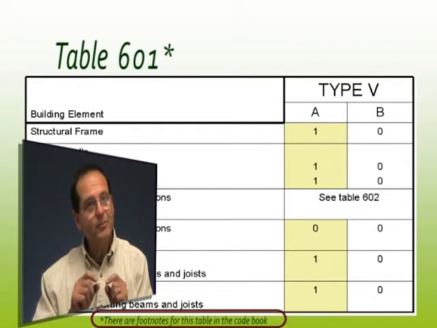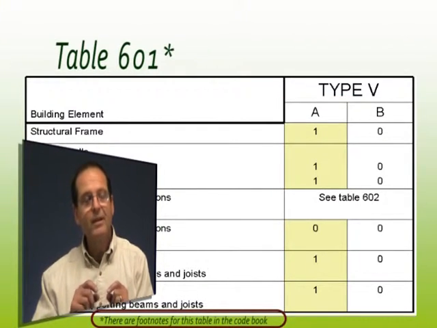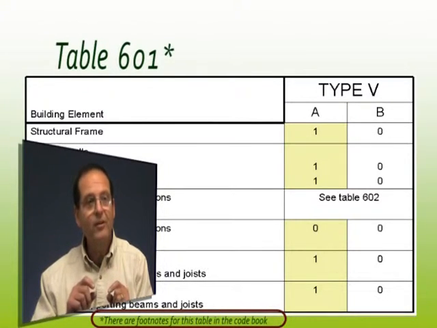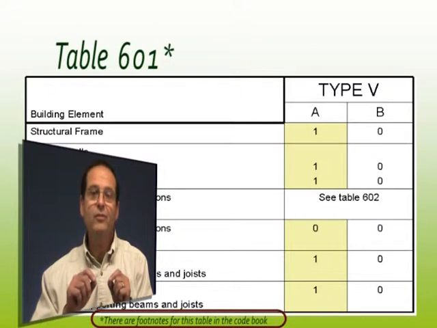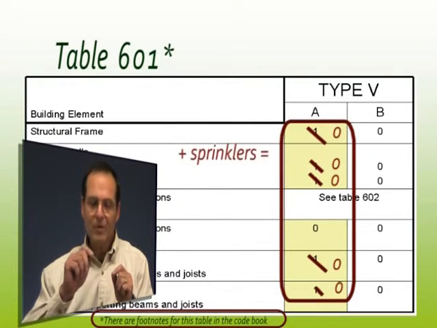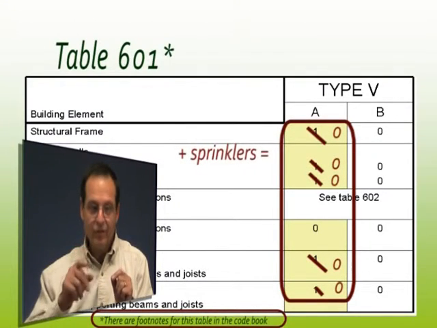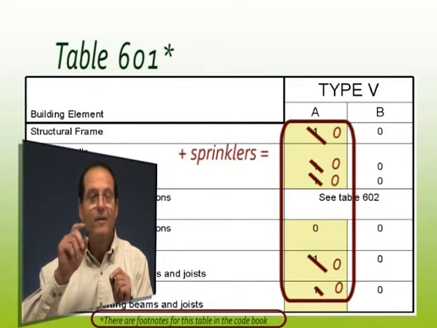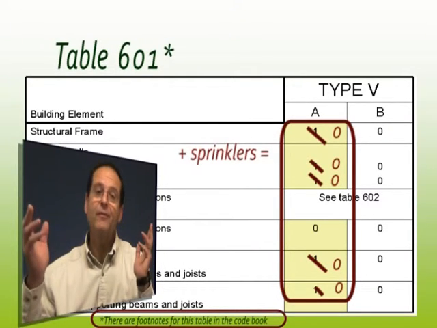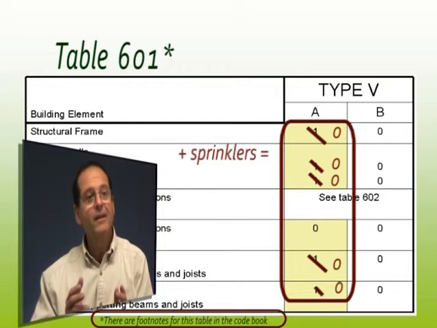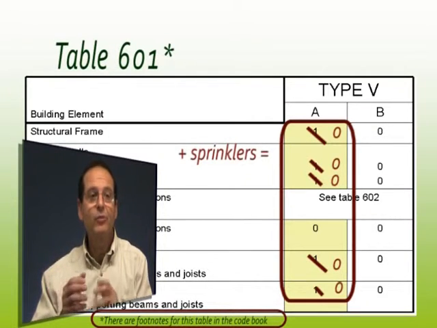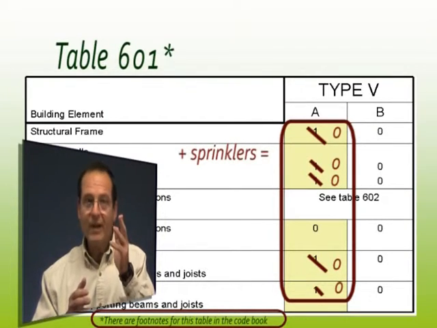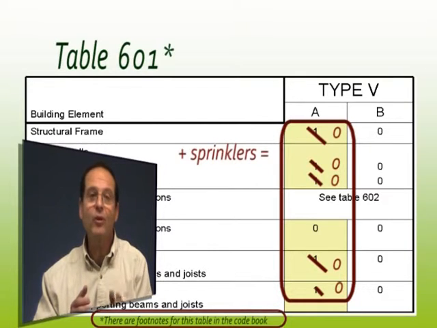In the footnotes of this particular table, there's a piece that says if you do have sprinklers, you can use that to, what is it I'm looking for? You can use it to override, I guess is the best word I can think of right now while I'm standing here, that 1 hour. So since we have sprinklers, we can in fact have a type 5A with all 0 hours in there with this structure.